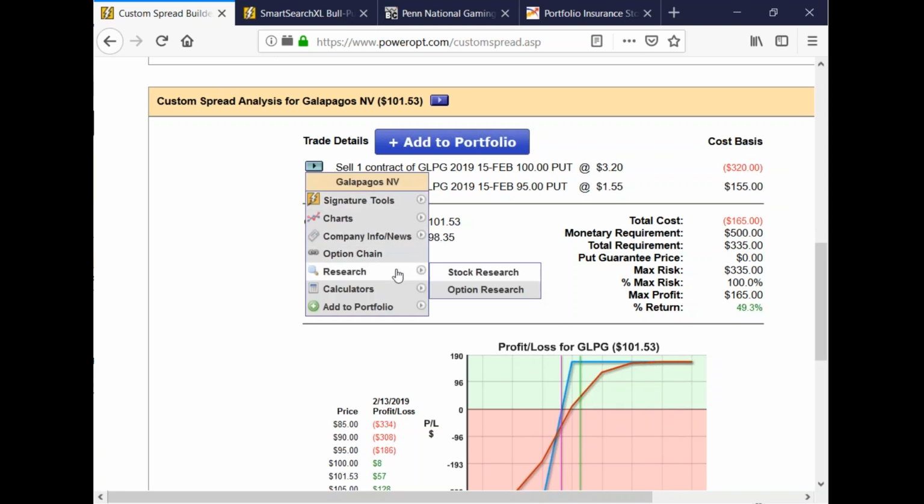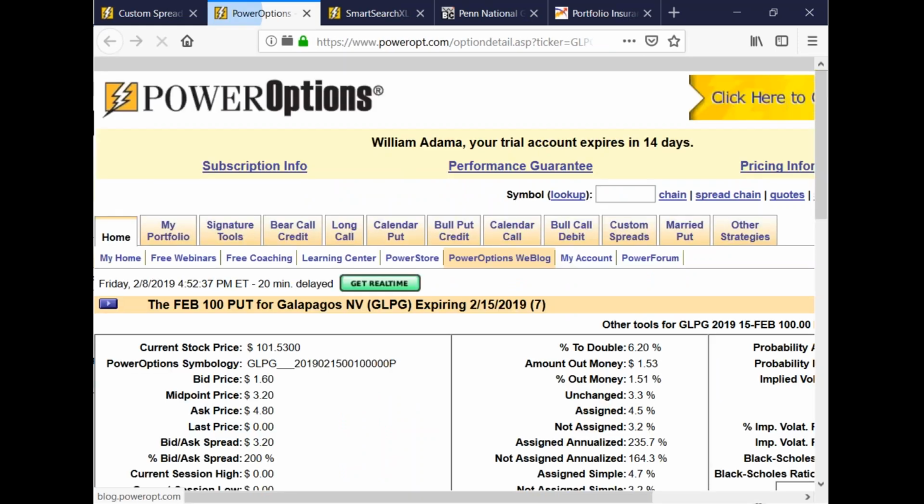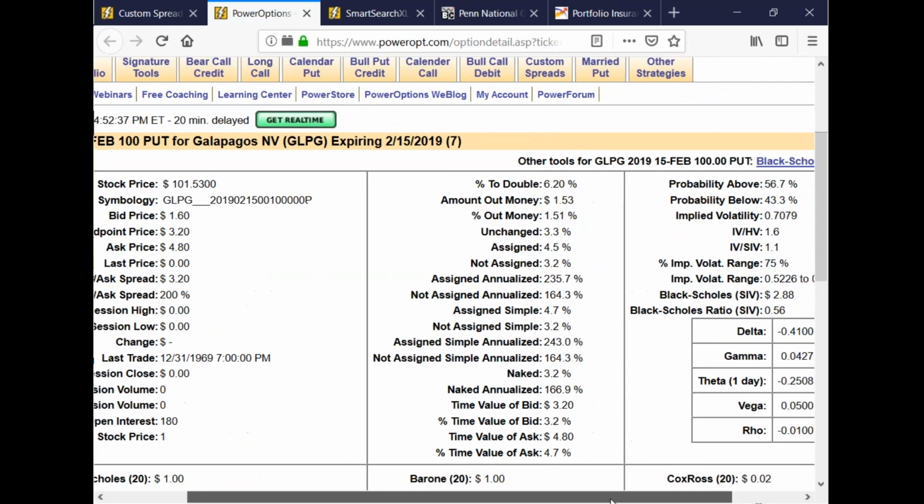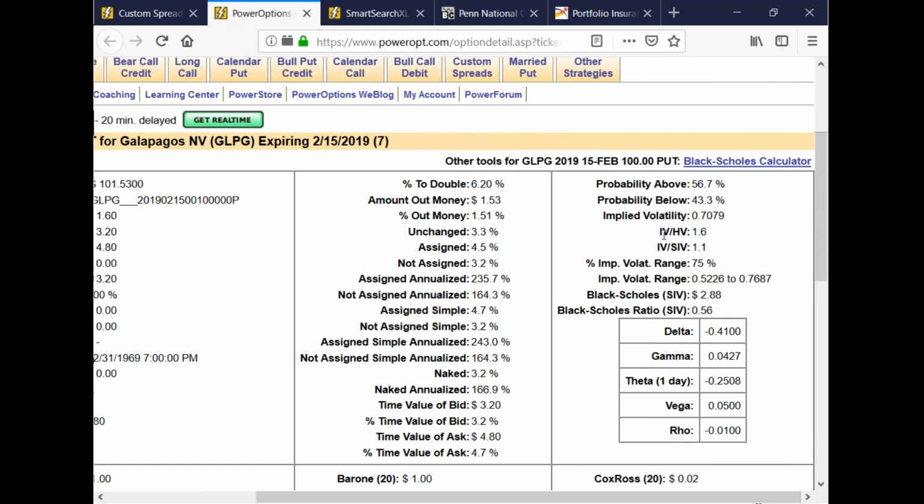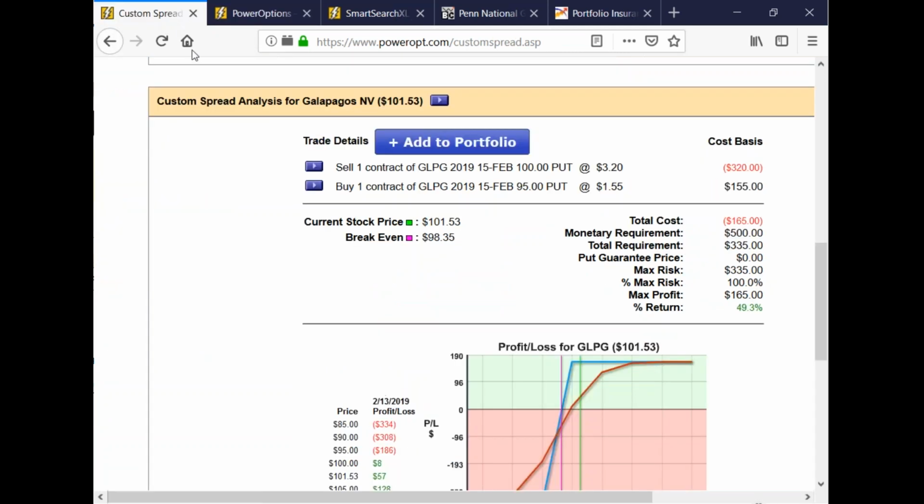But let me go here. I'm going to go to research, and I'm going to go to option research for our sold option. The reason why it shows this is because for selling, I ran the search opposite. I know Galapagos had these positions, but look, this is the numbers you'd be looking for. An IV-HV of 1.6, and a percent implied volatility range of 75% for the sell option. That's what you're targeting. I'm not disagreeing with you. That's a good thing to do.